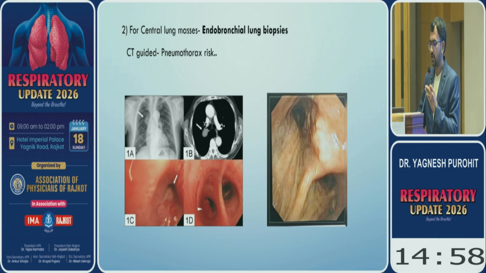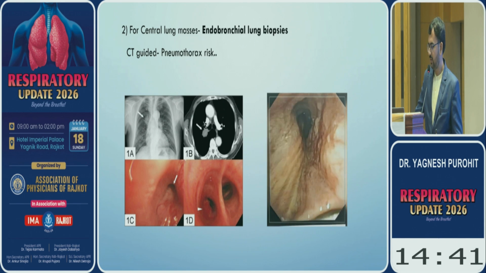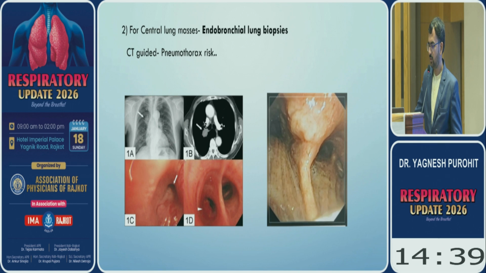Then the second indication is for central lung masses. If the lung mass is central, not peripheral, then CT guided biopsy also becomes difficult, and the risk of pneumothorax increases with the CT guided biopsy. And with bronchoscopy, we can easily go into the airways, and we can have a bronchoscopic biopsy.